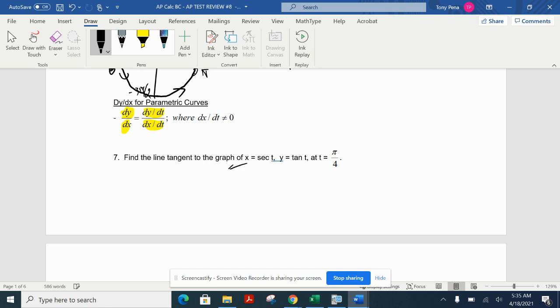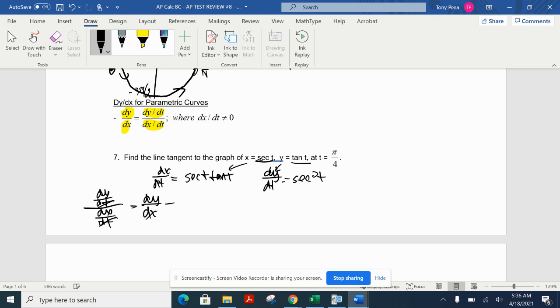So this one here, if I did the derivative of x, we would get dx dt, since it's in terms of time, and we would just get secant t tangent t. If I did the derivative of the y, so the change in y with respect to time, the variable on the other side, we would get secant squared of t. So we would take dy dt, divide it by dx dt. When that happens, the dt's cancel, giving us our dy dx.